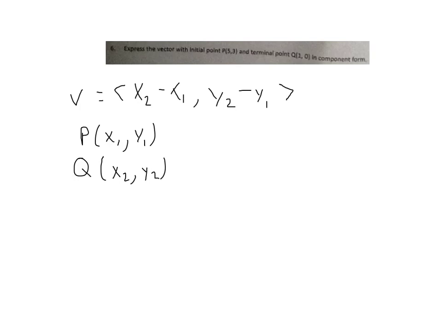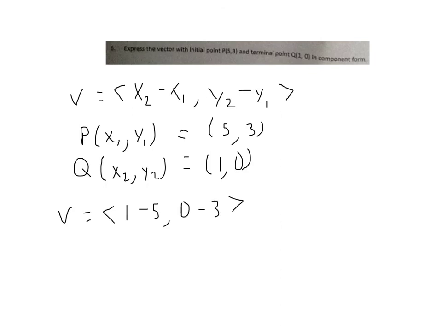So all we do is substitute. So we have 5, 3, and 1, 0. So V equals 1 minus 5 and 0 minus 3. 1 minus 5 is equal to negative 4, and 0 minus 3 is equal to negative 3.